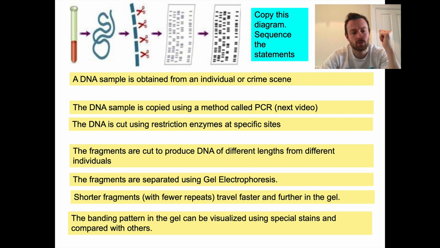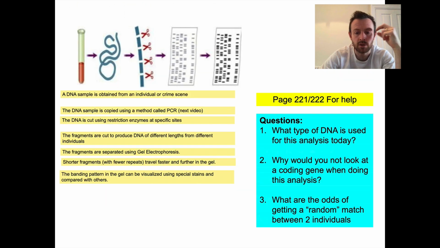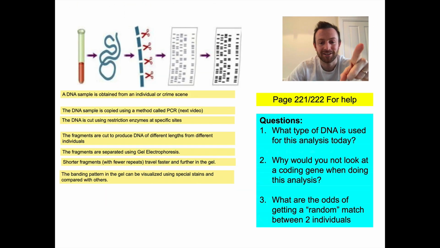But one thing which you might be wondering is, how come people have these fragments of different lengths? How can we be so sure? Well, we're going to look at that in a second. First of all, sorry, I forgot this question. First of all, some follow-up questions on that activity. You may need to look over page 221 and 222 for help, but see if you can answer these 3 questions below. Pause the video and have a go.